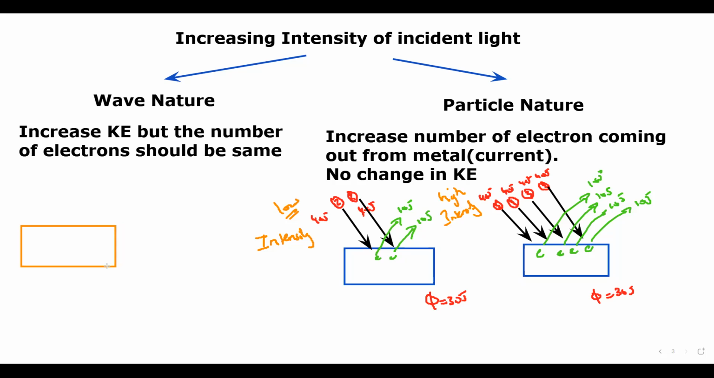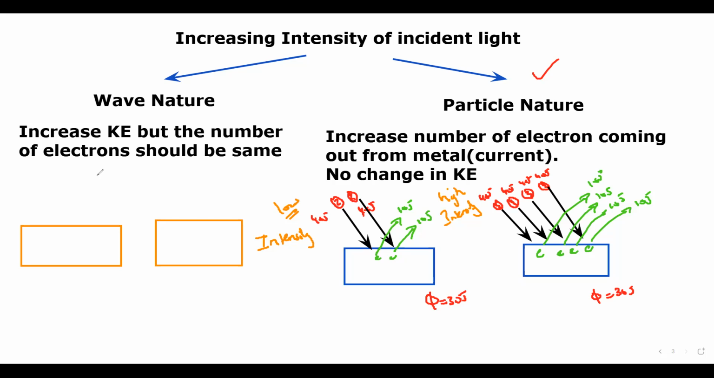According to wave nature, what should happen? So this is what is happening. According to particle nature, this should happen, and this is happening: increasing the intensity will increase the number of electrons, but their kinetic energy remains the same. But what about in terms of wave?